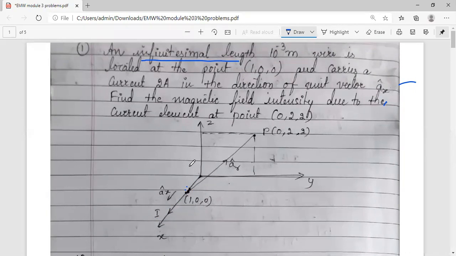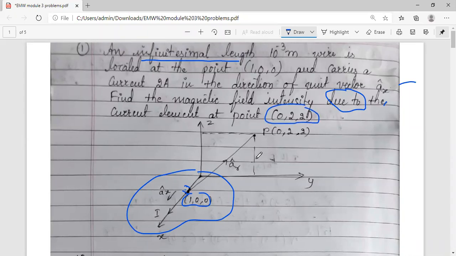So hope you got this. This part I have drawn. This is the small element location, and current is flowing in the AX direction. Now we need to find the magnetic field intensity at what point. That point is specified as (0, 2).